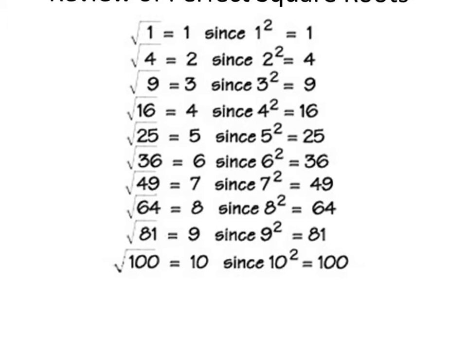So, a quick review of perfect square roots. Hit pause if you don't remember these. You need to sort of memorize all of them. The square root of 1 is 1. The square root of 4 is 2. The square root of 9 is 3. The square root of 16 is 4, etc. We are going to be looking for these numbers as factors when we're trying to reduce the number.